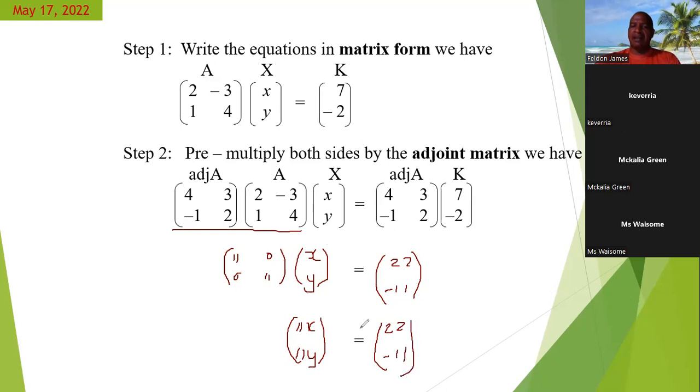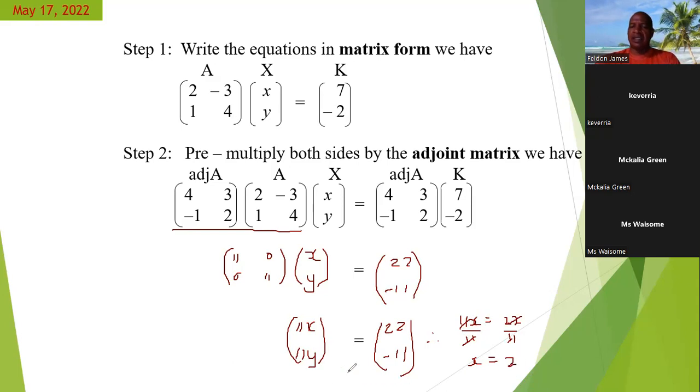All right, now when you're solving, you use the property of equality of matrices. So if two matrices are equal, their corresponding elements are equal. So therefore, we would have 11x equal to 22. And then now you can solve for x. So you divide both sides by 11. Cancel down. So you would have x is equal to 22 divided by 11, which is 2. So x equal to 2.